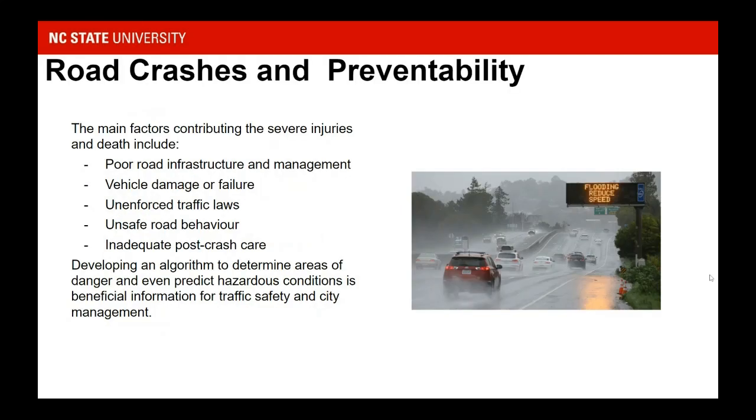The main factors contributing to the severe injuries and death include poor road infrastructure and management, vehicle damage or failure, unenforced traffic laws, unsafe road behavior, and inadequate post-crash care. Developing an algorithm to determine areas of danger and even predict hazardous conditions is beneficial information for traffic safety and city management.